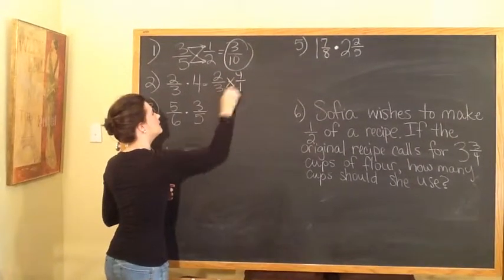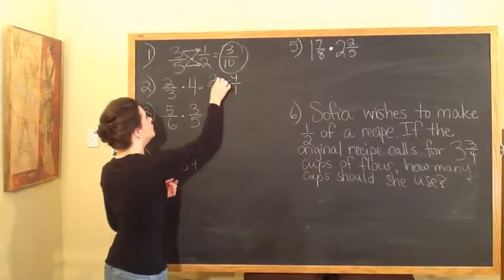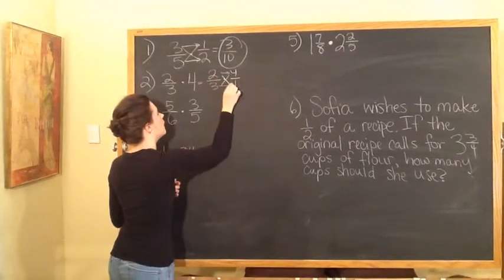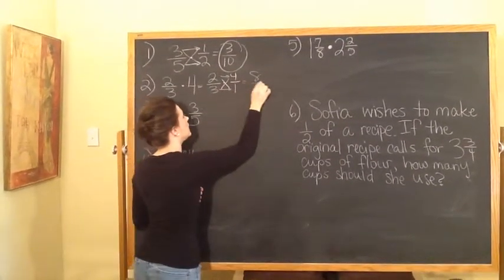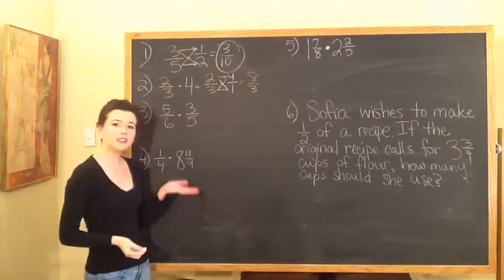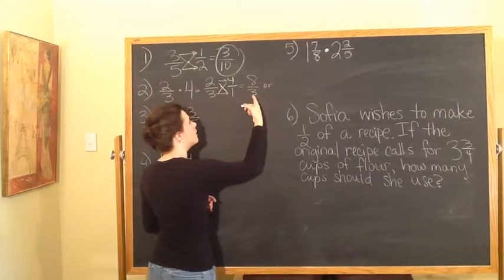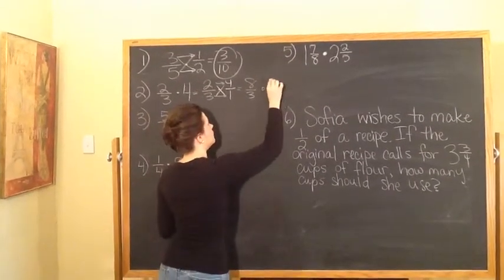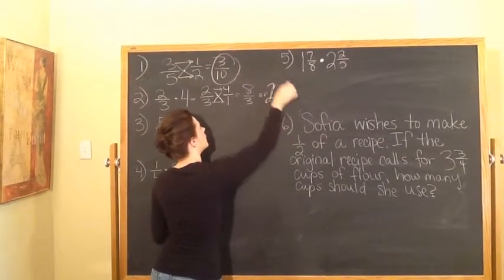So I try to cross-simplify. Can 3 and 4, is there anything that can be taken out? No. 2 and 1, is there anything that can be taken out? No. So let's go ahead and just multiply across. So 2 times 4 gives you 8, 3 times 1 gives you 3. And then you can leave it like that or change it to a mixed number. So 3 goes into 8 about 2 times. So that would give us 2 2/3. So however you want to write your answer.